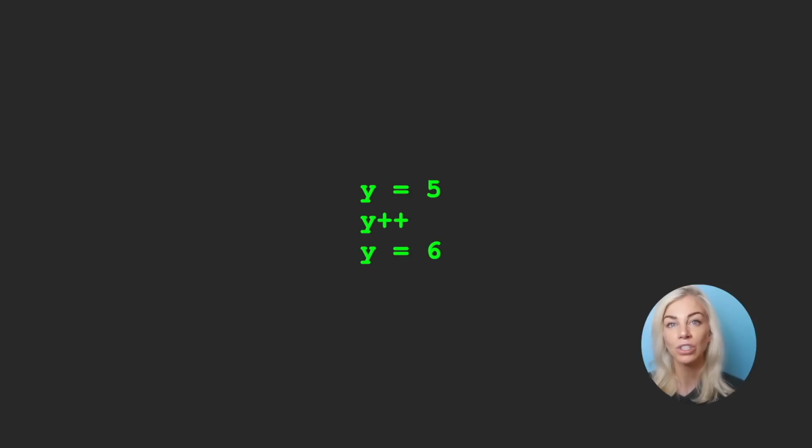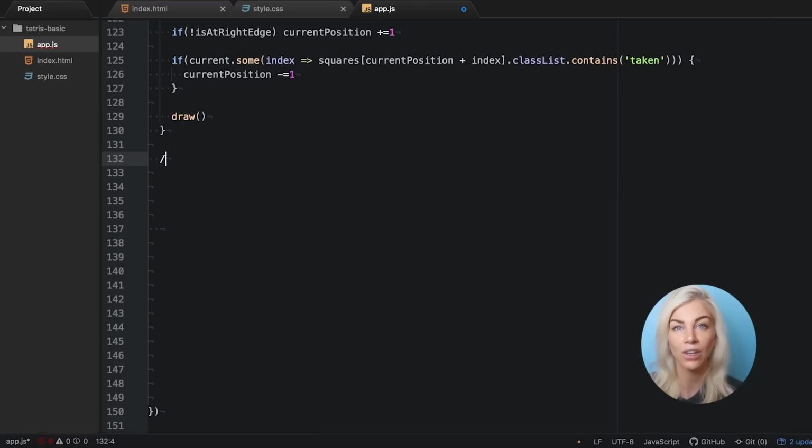In this example, you can see how it works. If y is 5 and we use the increment operator on it, the y will now have a value of 6. And you guessed it, there's also a decrement operator. Using the double minus will make the value of our y change from 5 to 4. Now, let's use this in our code.